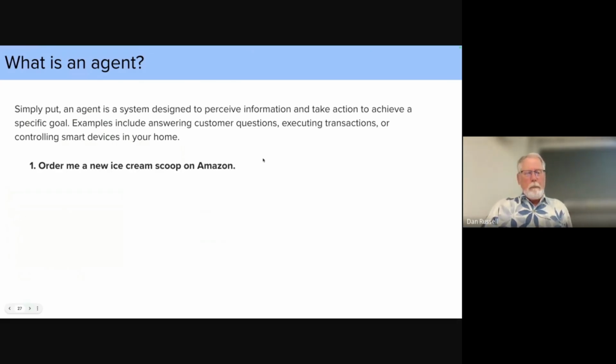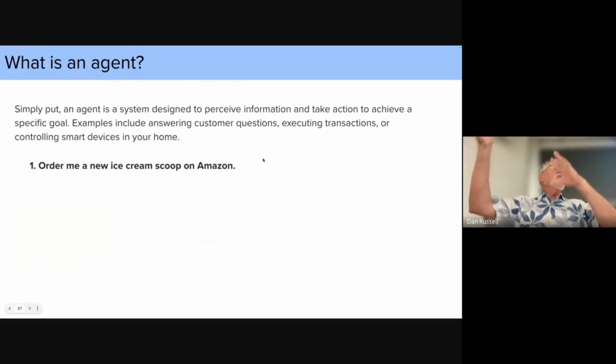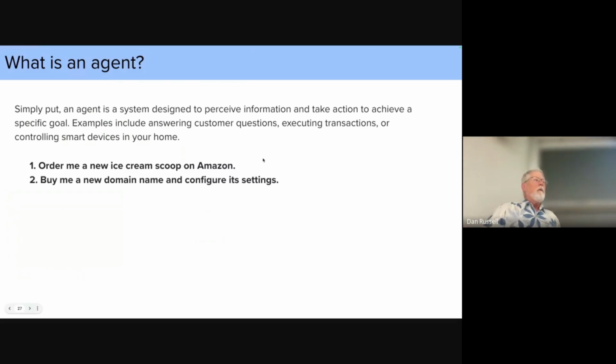So here are some examples of that. I might say to my agent, order me a new ice cream scoop on Amazon. It would then figure out what ice cream scoop is, what my expected price range is, go to Amazon, order it, ship it, so on, right? It could do something like buy me a new domain name and configure its settings. Now, what would a human do in this case? If I say to you, buy me a new domain name, what's the first thing you're going to say? What's the new domain name, right? So it has to have some conversation, or it has to have an extremely good model of me. So it might want to buy the domain name danrussell.com. Then looks it up and says, oh, that's $20,000, forget it, right?